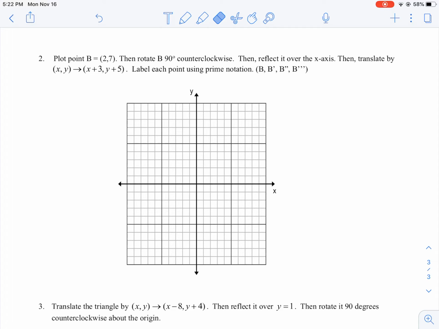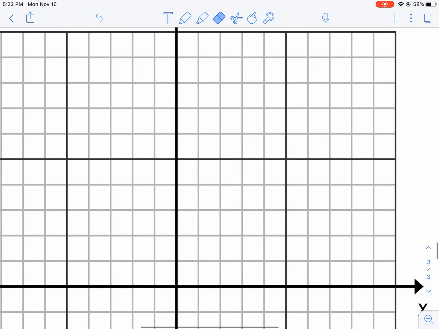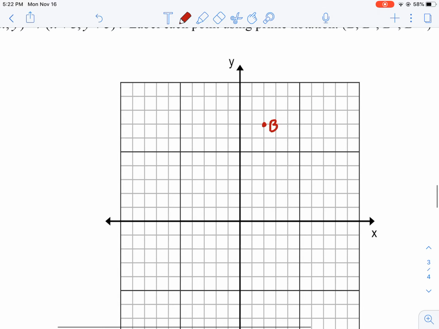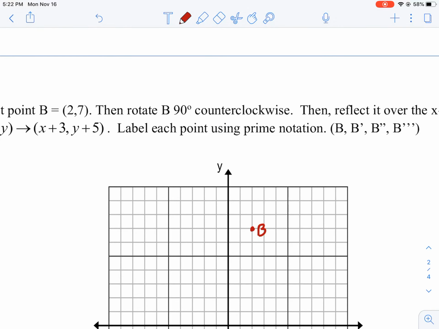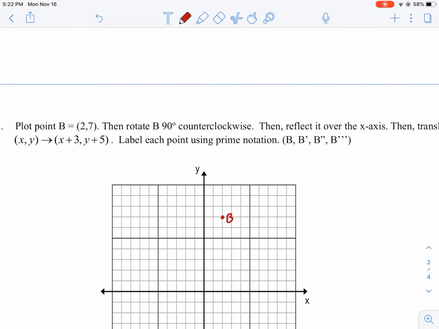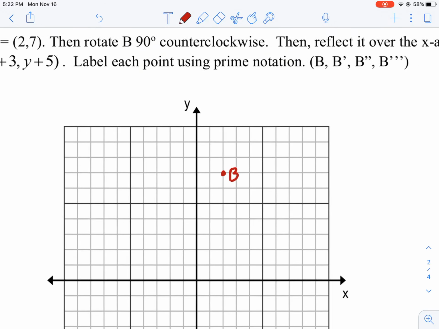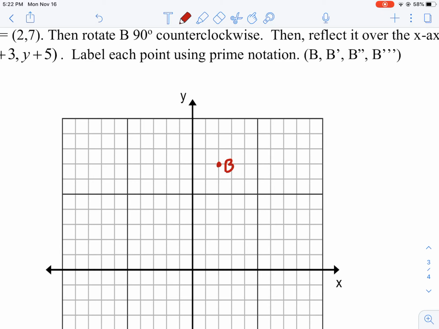All right, this one is, okay, we got a lot of them. So plot point B at 2, 7. So we're going 2, 7. So there's point B. Then we have to rotate B 90 degrees clockwise. Oh, no, sorry. Counterclockwise. Got to read carefully. Counterclockwise. So 2, 7. So that's going to flip to 7, 2.